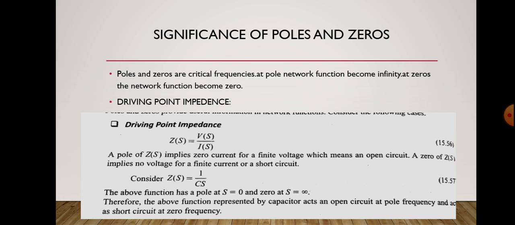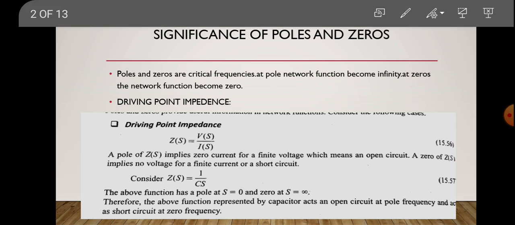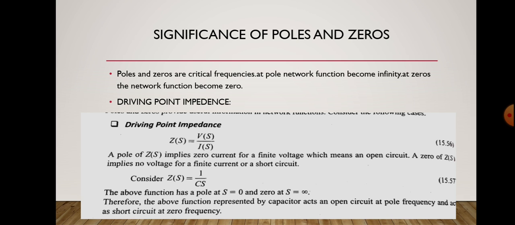That is, a pole of Z(s) implies 0 current for a finite voltage, which means open circuit. At the particular value of s, the Z(s) function becomes infinity for the pole value. That means I(s) becomes 0. So when I(s), that is current, becomes 0, it represents an open circuit.